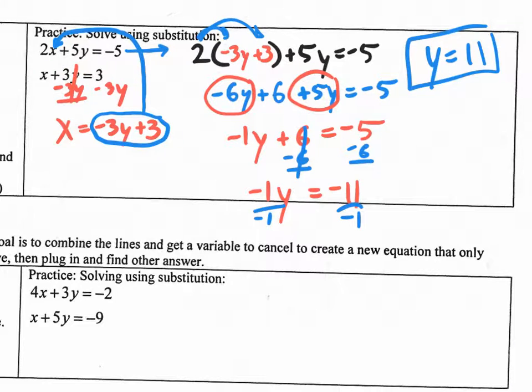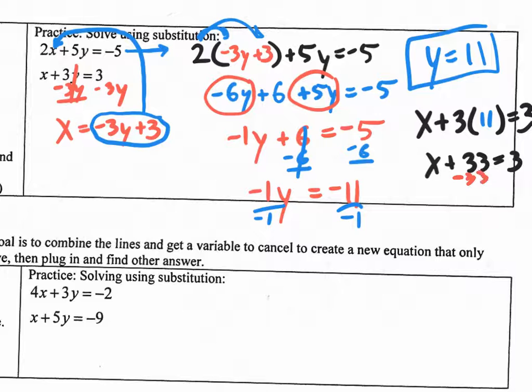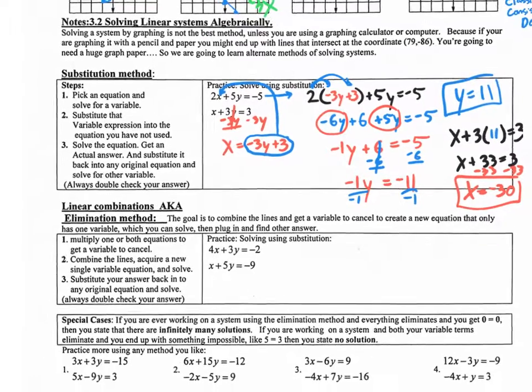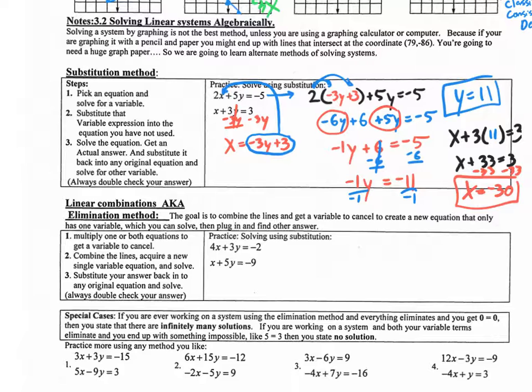We already used both. So instead of x plus 3y, I want to put x plus 3 times 11. So let's all write that out. x plus 3 times 11 equals 3. So we are plugging in an 11 right there. So we really have x plus 33 equals 3. And when we subtract 33, we'll get x equals negative 30. So ladies and gentlemen, the solution to this system is negative 30, comma 11.